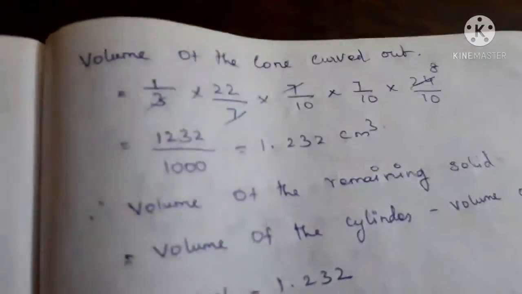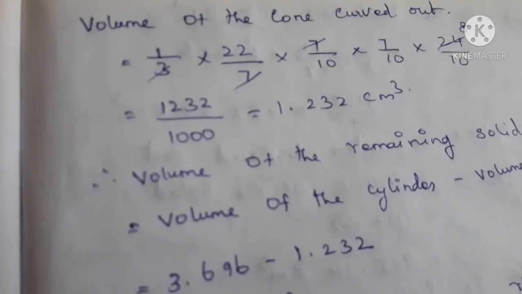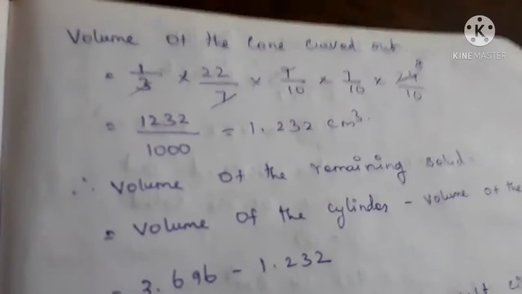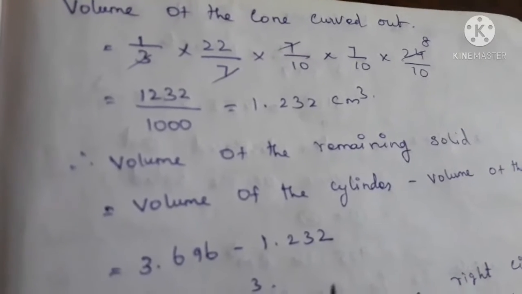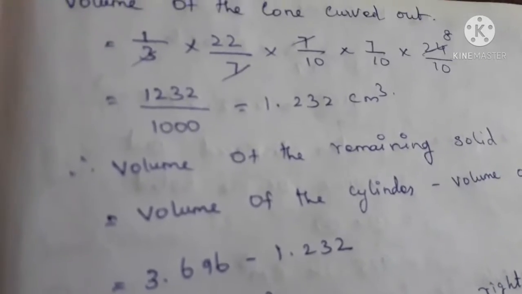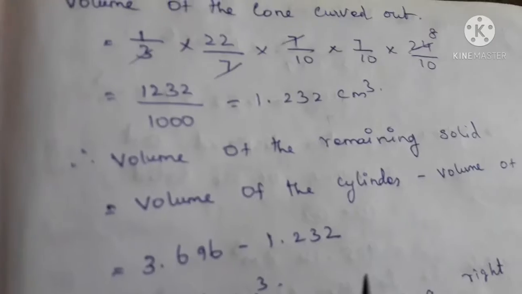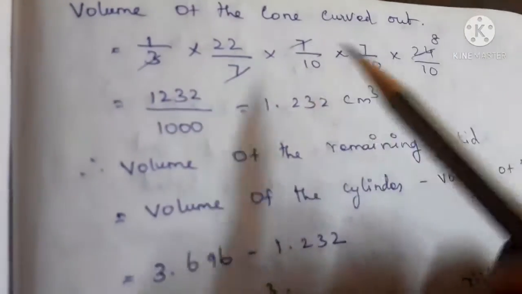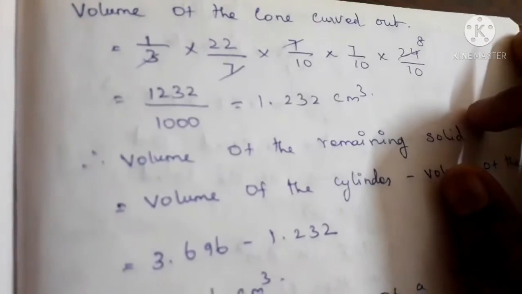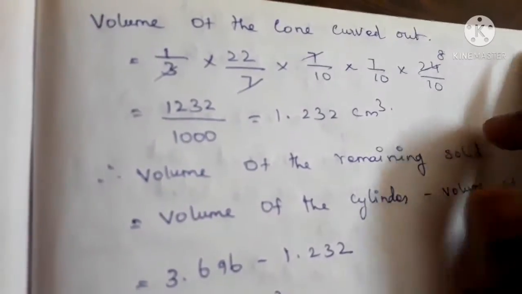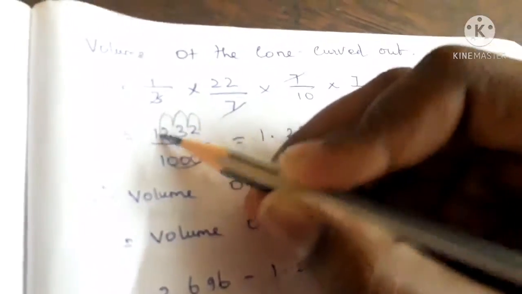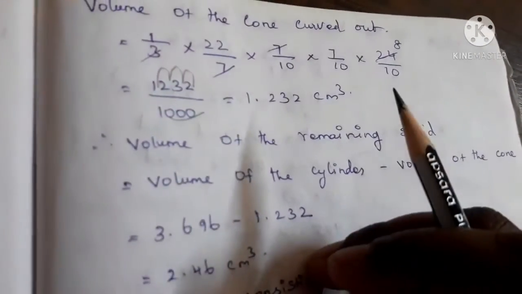Volume of the cone carved out is nothing but 1 by 3 pi r square h, which means 1 by 3 into 22 by 7 into r is 7 by 10 into 7 by 10 into h is same, that is 24 by 10. So when you cancel and calculate all these things, you get 1232 by 1000. Okay, so 3 zeros, you should move the point 3 times. 1.232 centimeter cube. Therefore, volume of the remaining solid is what?